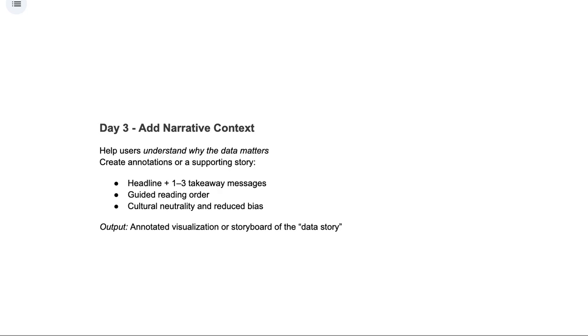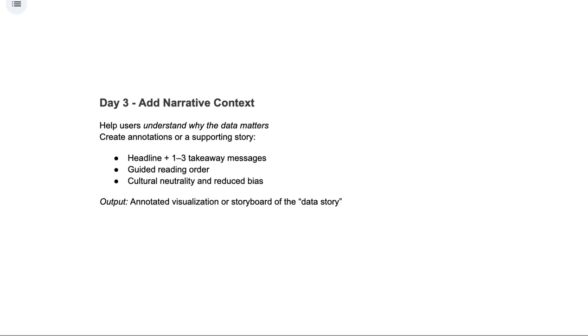Create a headline, 1 to 3 takeaway messages, guided reading order, cultural neutrality, and reduced bias. And the output of this is just an annotated visualization or storyboard of the data story to really communicate the nature of what the information is and why it's important.